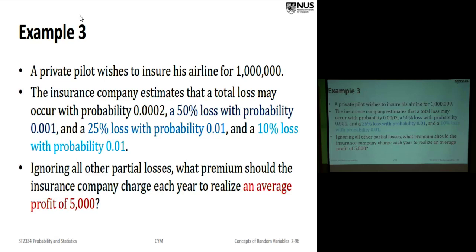So basically what he's saying is the insurance company thinks it can be a wipeout. For example, the plane crashes, or it crashes but doesn't get destroyed or something like that, with these chances, and otherwise everything goes fine and there's no loss of value. The question is, what premium should the insurance company charge so that on average they make a profit of 5,000? Okay, so let's have a look.